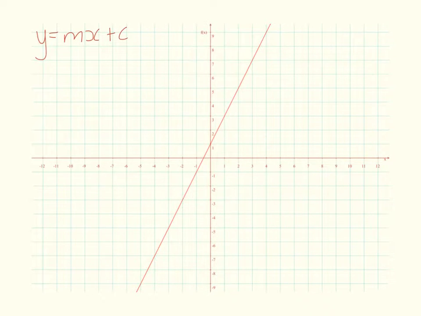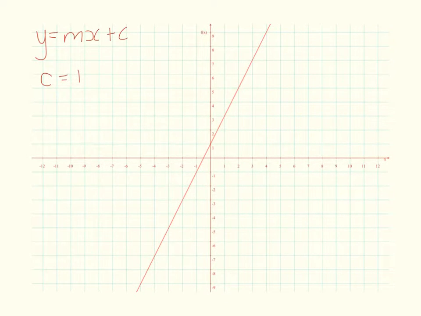So the y-intercept is where our straight line crosses the y-axis. The point that these both cross over is right here, and we can see that this point is at 1. So straight off we can say that c equals 1. We've already got a piece of the puzzle that we can eventually put back into this equation.